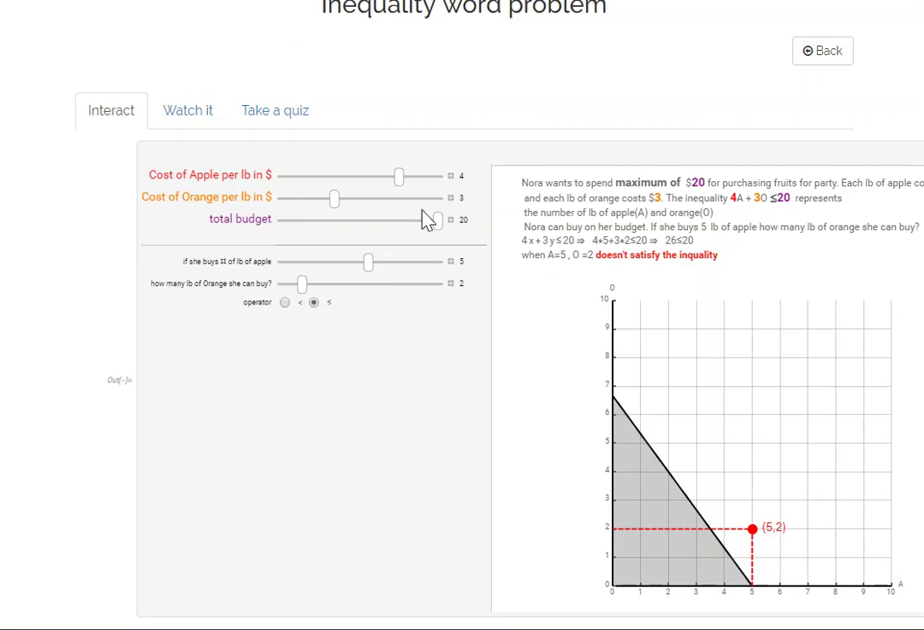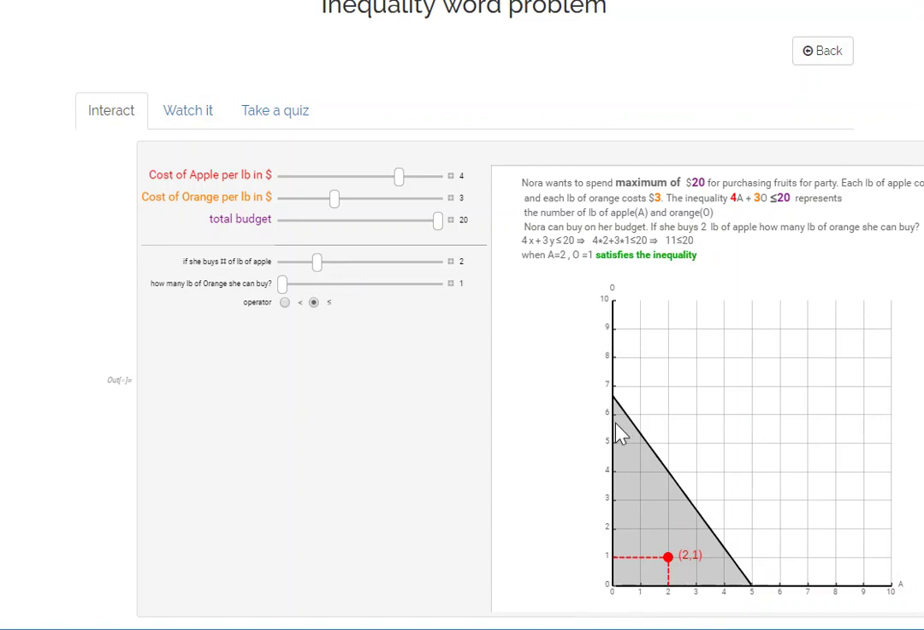So to pull this value inside of the region, either you need to bring down the x-axis or you can bring down the y-axis. So now here, you can bring down the x-axis. However, this point is still outside of the region. So Nora cannot buy 5 pounds of apples and 1 pound of oranges. Now you can push it more, and you can push the x-axis. If Nora bought 2 pounds of apples and 1 pound of orange, that would be possible.